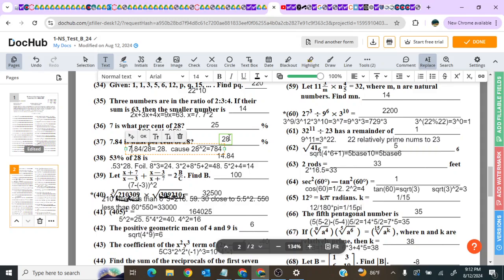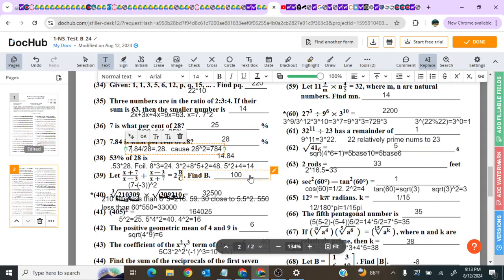53% of 28 is what? Well, you just multiply your two numbers. 0.53 times 28. You should know how to FOIL: ones places, tens and ones, tens and tens. Yeah. 39.